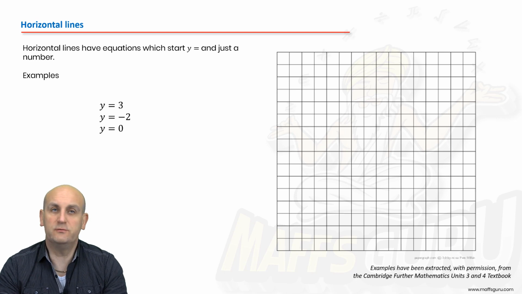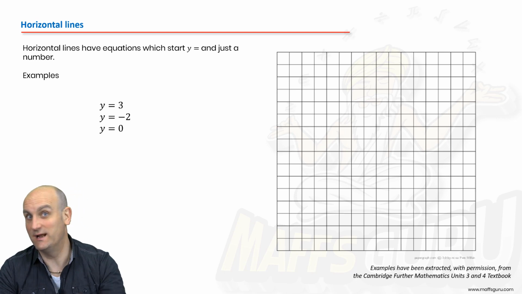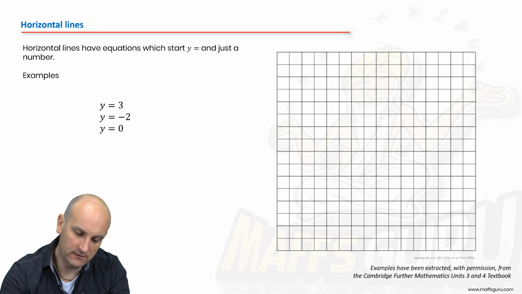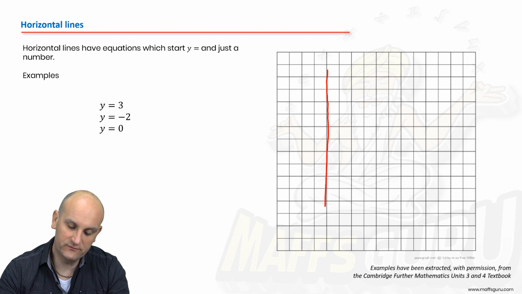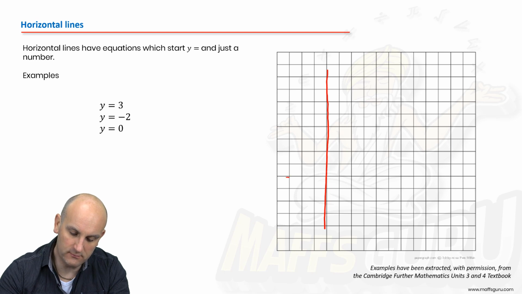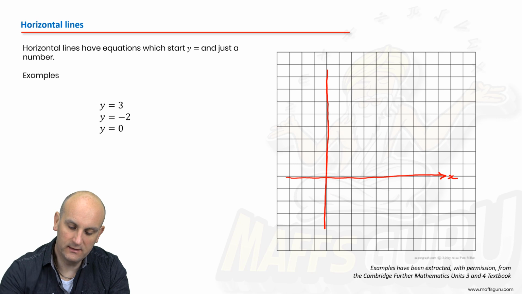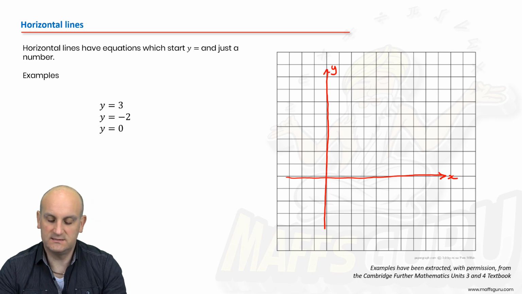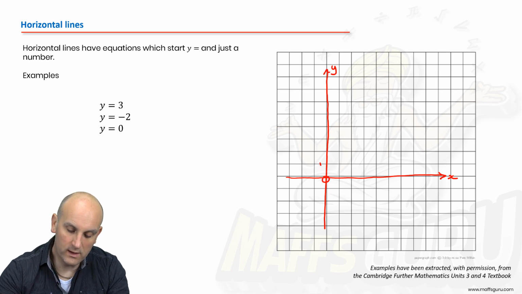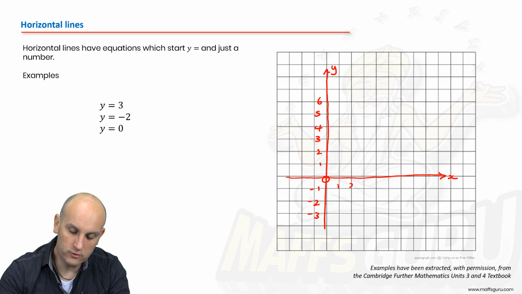Well, horizontal lines actually have equations. And again, I dealt with this in a previous video. So if I deal with a set of axes again, he says, waiting for PowerPoint to draw this line really, really slowly. And there we go. So here is my x-axis and here is my y-axis. So we know that that's 0, 1, 2, 3, 4, 5, 6, and minus 1, minus 2, minus 3, 1, 2, 3, 4, 5, 6, minus 1, minus 2.